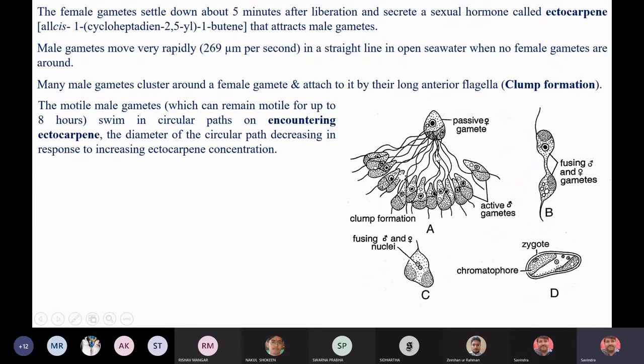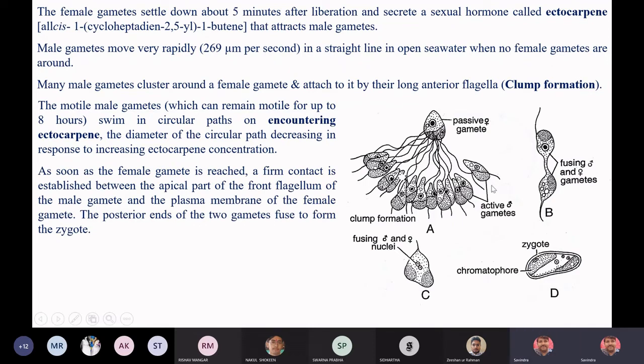At first they move very fast and try to search out where they are getting the ectocarpin. The moment they get any sense, okay, this is the direction from where we are getting this ectocarpin, they will start rotating themselves around this female gamete. And when all of them come and attach together, they will form a clump formation.